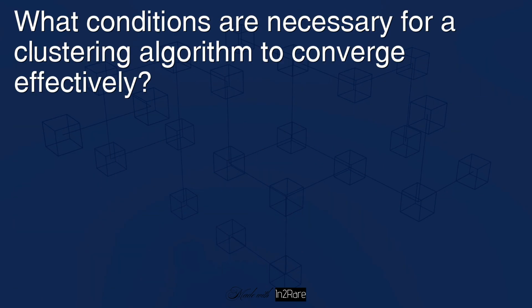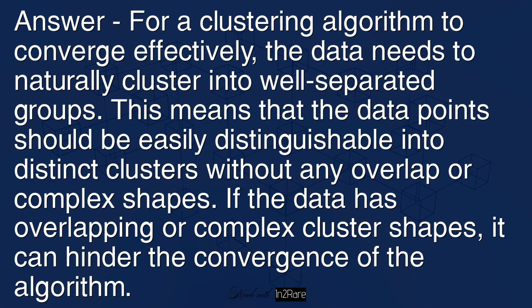What conditions are necessary for a clustering algorithm to converge effectively? Answer: for a clustering algorithm to converge effectively, the data needs to naturally cluster into well-separated groups. This means that the data points should be easily distinguishable into distinct clusters without any overlap or complex shapes. If the data has overlapping or complex cluster shapes, it can hinder the convergence of the algorithm.